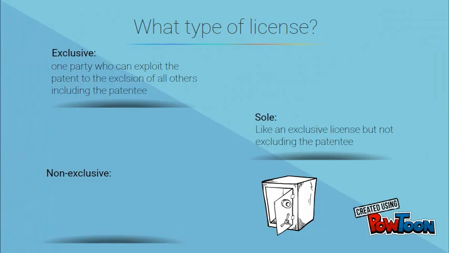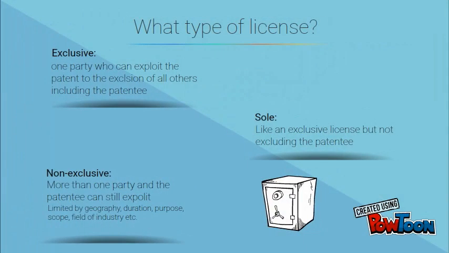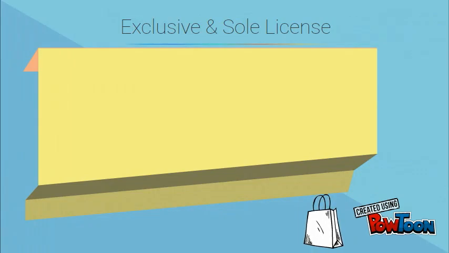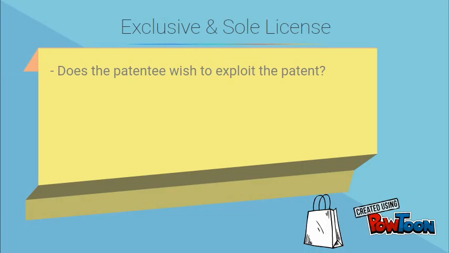A sole license is like an exclusive license, but the patentee is still allowed to use it. A non-exclusive license may be granted to more than one person, and the patentee is still able to exploit it. These licenses may be limited by geography, duration, purpose, scope, field of industry, etc. With regard to exclusive and sole licenses, the only factor that a patentee needs to consider is whether they want to exploit the patent to the exclusion of all others. If they do, then they should not grant this type of license.